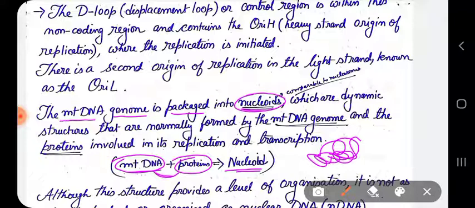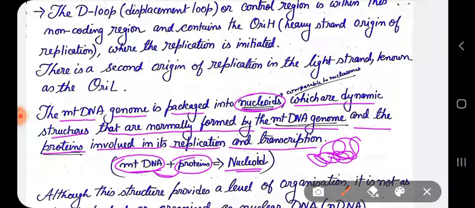So, the mitochondrial DNA genome is packaged into nucleoids, which are dynamic in structure, which are normally formed by the mitochondrial DNA genome and the proteins which are involved in replication and transcription. So, most of the proteins which are entangled with the mitochondrial DNA to form the nucleoid are related with the replication process and transcription process of the mitochondrial DNA.